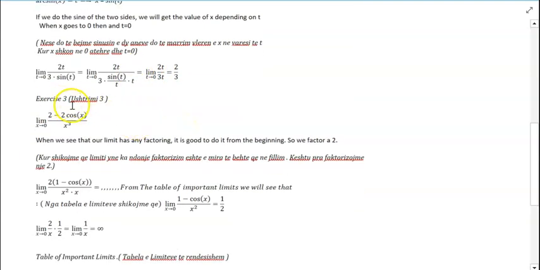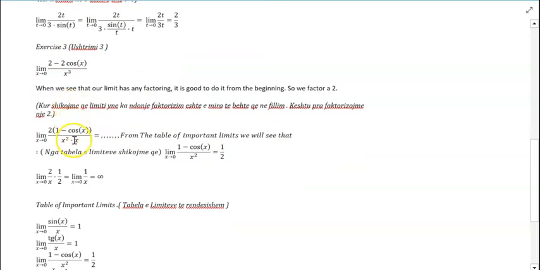Okay, now exercise 3. We have the limit when x goes to 0 of 2 minus 2 cosine of x over x to the third power. When we see that our limit has any factoring, it is good to do it from the beginning. So we have to factor the 2 here. We'll have the limit when x goes to 0 of 2 times 1 minus the cosine of x over, I've written the x to the third power as x squared times x.